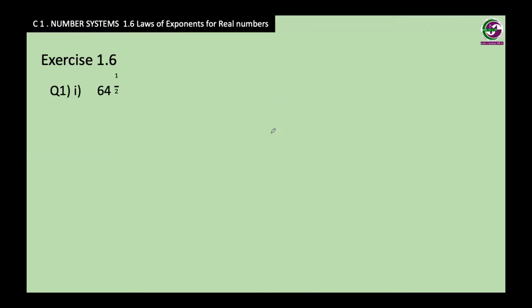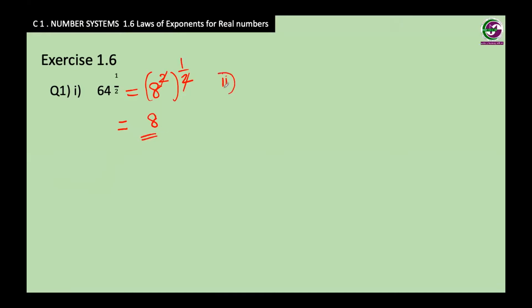Now we need to find the value of 64 power 1 by 2. You know that 64 is 8 power 2. First of all, you need to memorize the squares of numbers from 1 to 20 and cubes from 1 to 10, which will make your calculations much easier and faster. If you haven't done so far, please do it now. Now you can cancel. See, 2 times 1 is 2, 2 divided by 2, so you can cancel them. So your answer is 8.